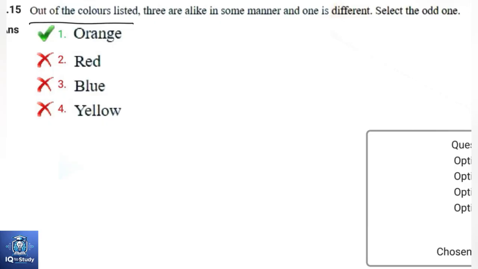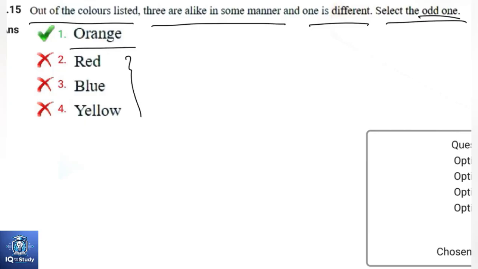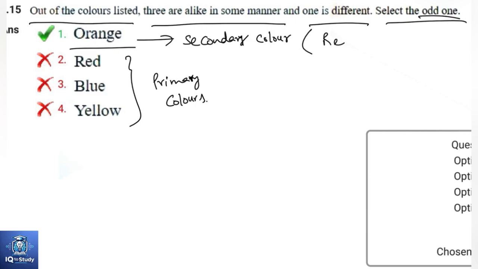Out of the colors listed, 3 are alike in some manner and 1 is different. Select the odd one. Orange is odd because red, blue and yellow are primary colors, and orange is secondary color, because orange is formed by mixing red plus yellow.